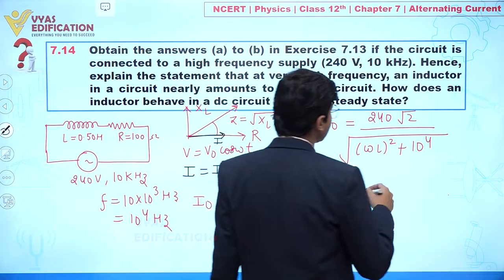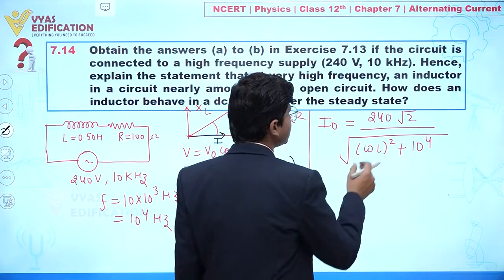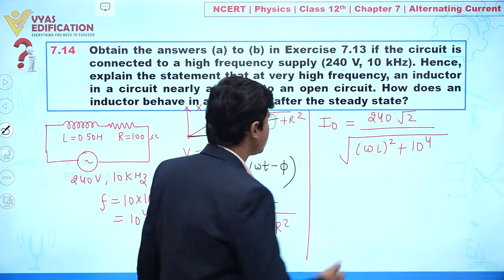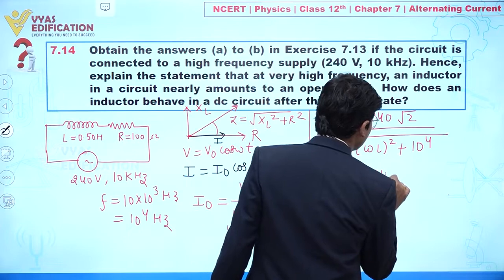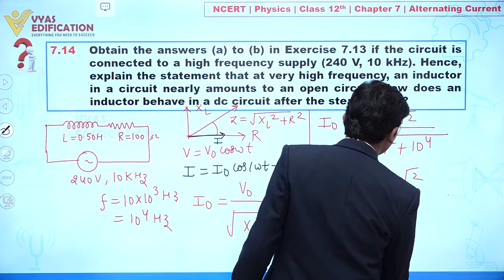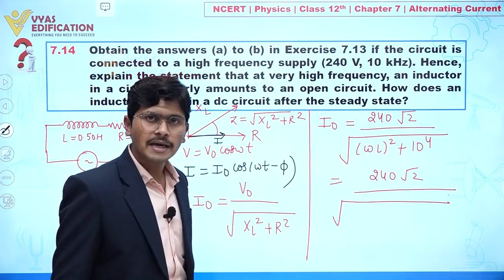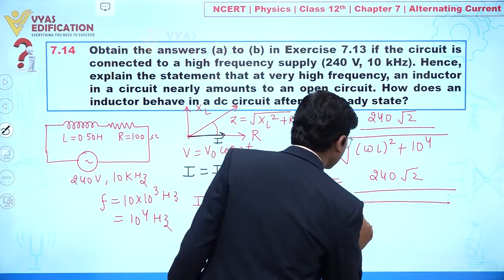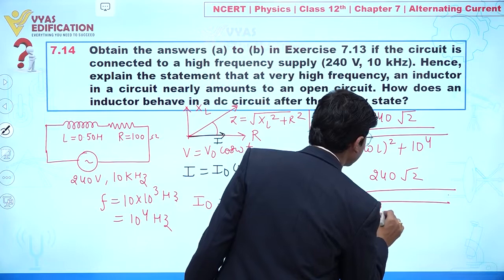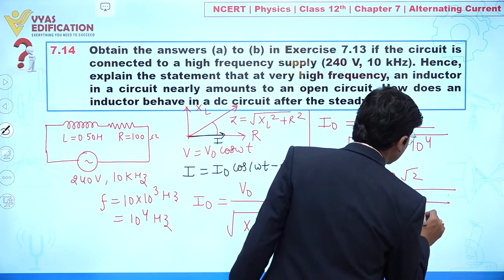Now if we place the value here, this is omega. So we can write this value equal to 240 root 2 divided by the square root of omega, which is 2 pi f. So I can write this as 4 pi square f square L square plus 10 to the power 4.